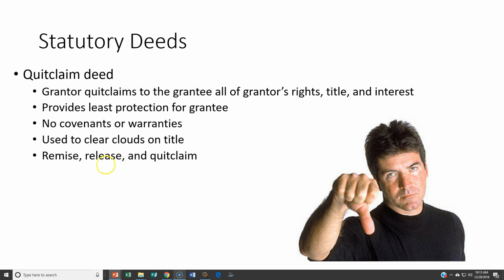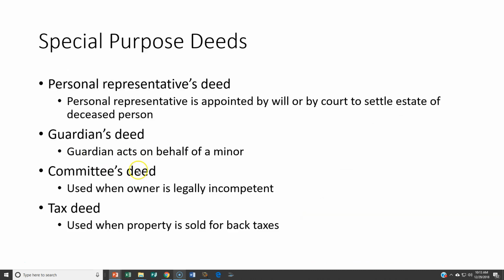And it's used to clear clouds on titles, maybe unpaid liens or liens that have been paid but haven't been cleared in the records, or maybe an ex-spouse is still on the ownership documents on the current deed, and we need to get his or her name removed.